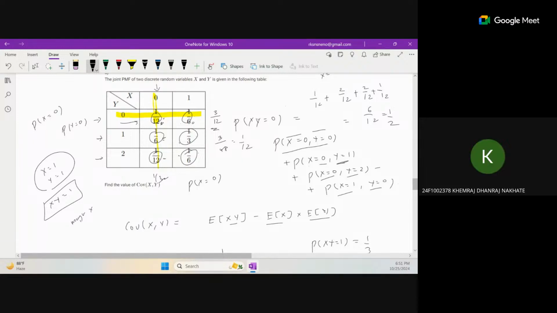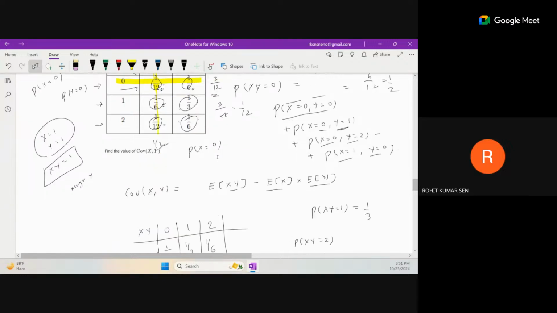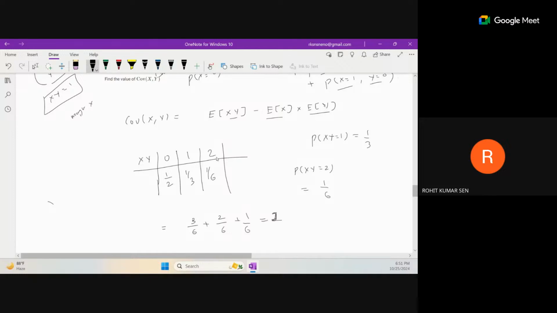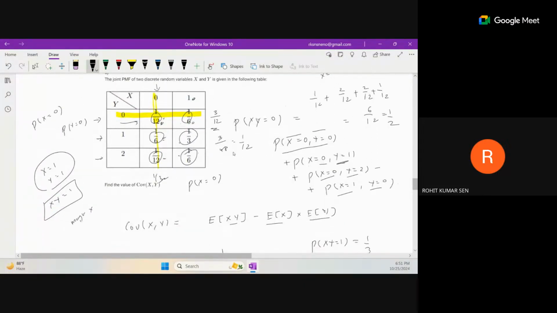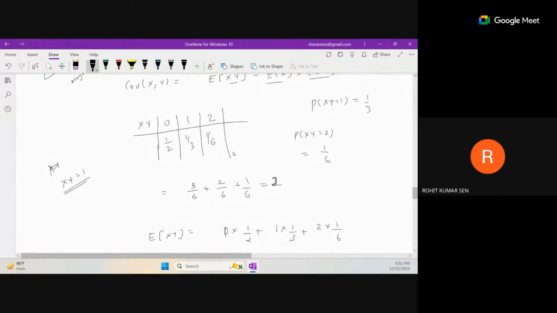And the other two values, sir? The other two we also find in the same way. xy is equal to 1 is only possible when your x is 1 and your y is 1. So 1 into 1 is only 1. Otherwise, xy will give me a value other than 1. Same way for 2, your x is 2 and y is 1. 2 into 1, what is the probability of xy is equal to 2? It is 1 by 6. That's how I found the distribution of xy. So now it is clear.